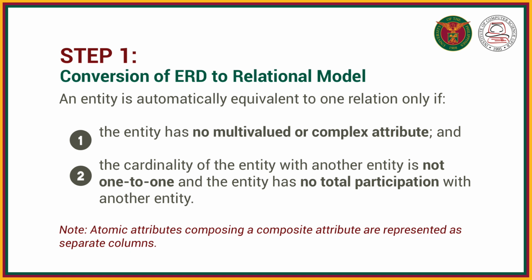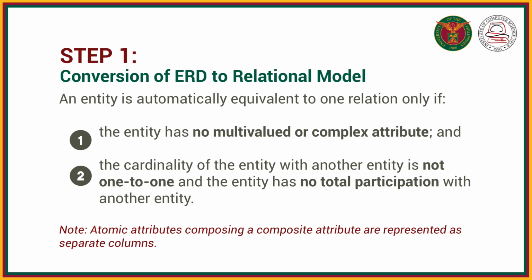ERD to relational model. So step 1, an entity is automatically equivalent to one relation only if the entity has no multi-valued or complex attribute, and the cardinality of the entity with another entity is not one-to-one, and the entity has no total participation with another entity.